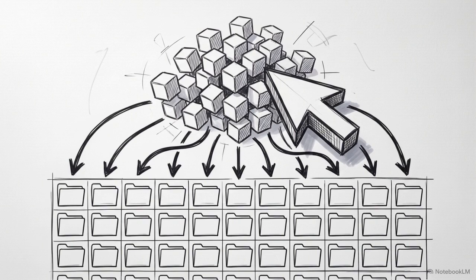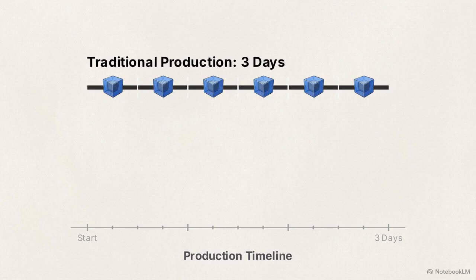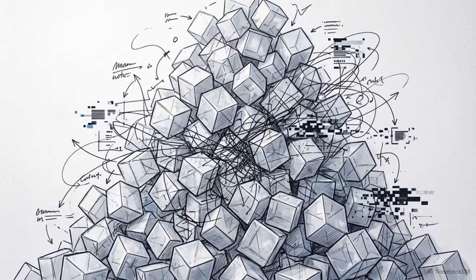This chart shows the raw time advantage of the modern system. A standard 3-day traditional production shrinks into a 30-minute AI workflow. But as you produce 5 to 10 times more content, the primary bottleneck in your operation transitions. It moves away from content generation and entirely onto the management of your digital artifacts.